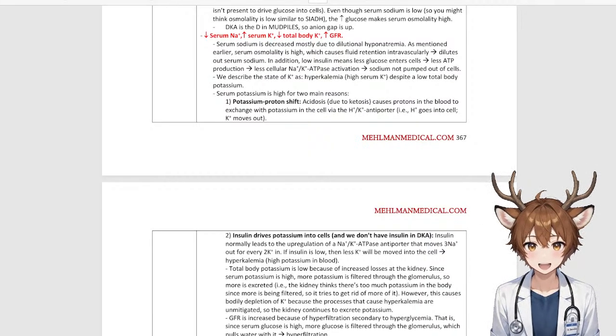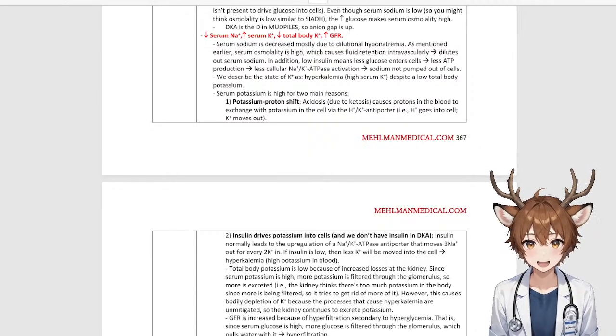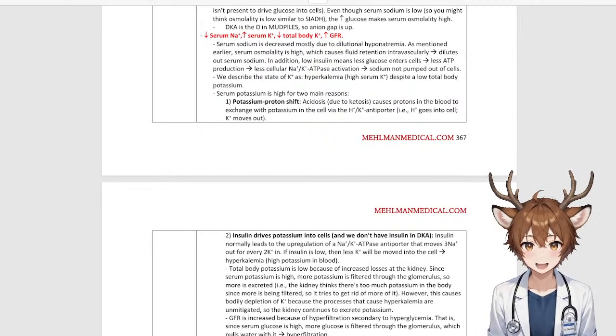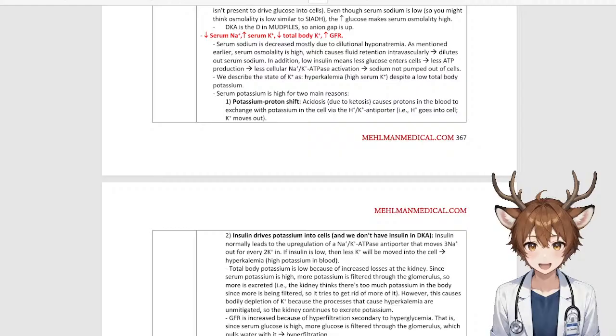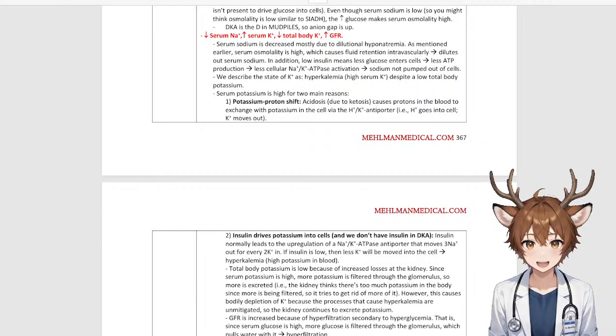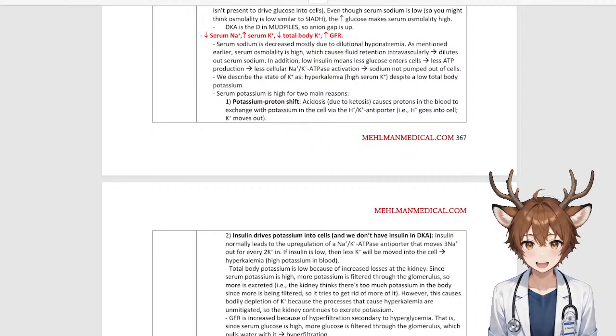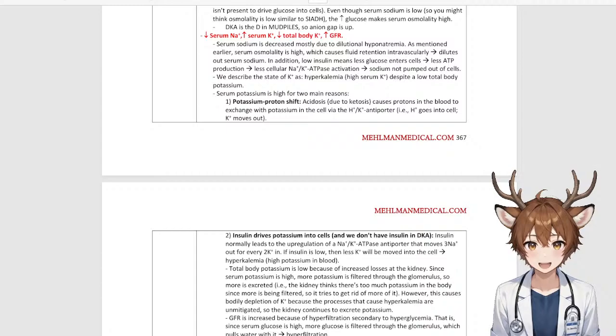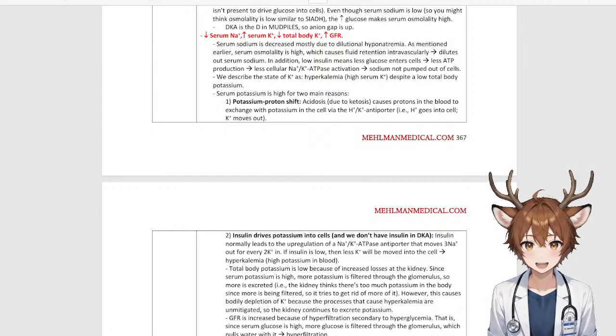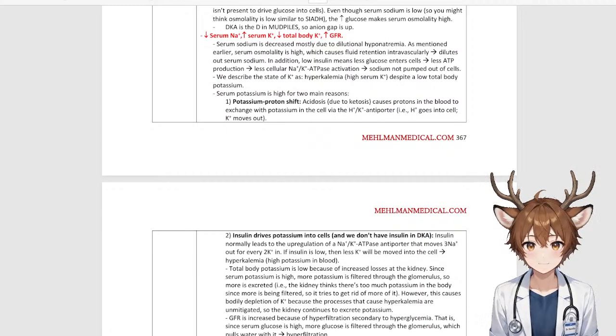The serum potassium is high for two main reasons. One, potassium-proton shift. Acidosis due to ketosis causes protons in the body to exchange with potassium in the cell via the hydrogen-potassium antiporter, i.e. hydrogen ions go into the cell and potassium is pushed out. So it presents as hyperkalemia, even though the body probably has a lower total potassium.